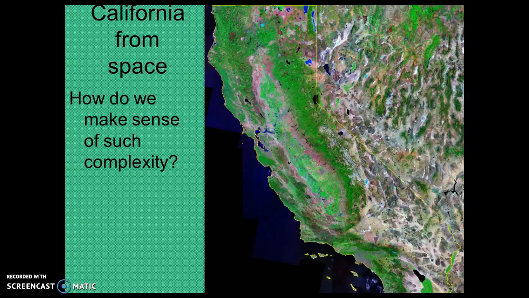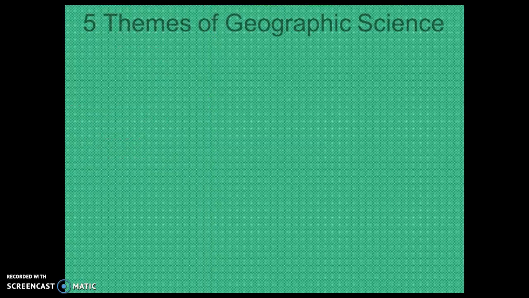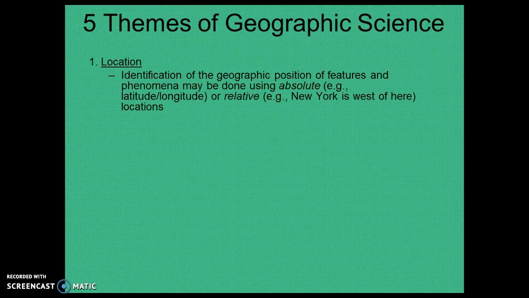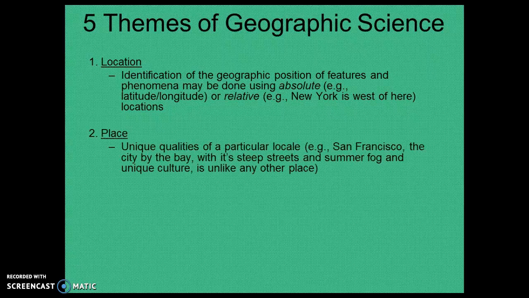All right, so we talked about and introduced this idea of trying to make sense of this complexity of California, and I would argue that geography is a great way to approach this. Geography, the spatial science. There are 5 themes of geographic science that can help with this process. We can talk about location. We discussed both latitude and longitude as absolute location and also relative location.